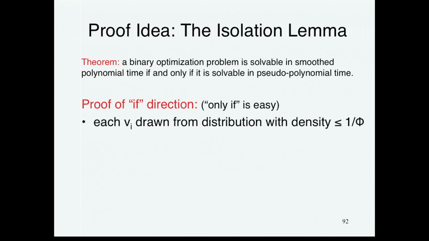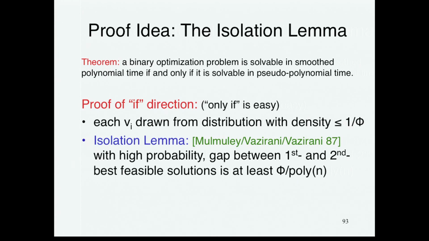All right, so the way this is done is through the isolation lemma. This was originally proved by Mulmuley, Vazirani, and Vazirani in the context of parallel computation, but it has lots of applications across theoretical computer science now. So let me tell you what the original version of the isolation lemma was. They were thinking about matchings, but the proof works for any binary optimization problem.